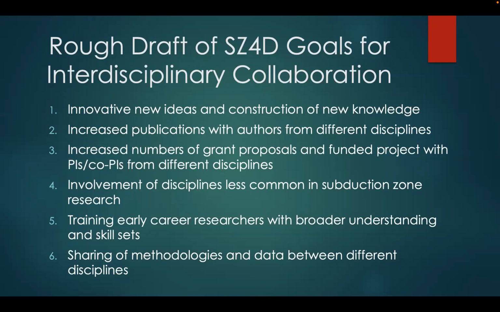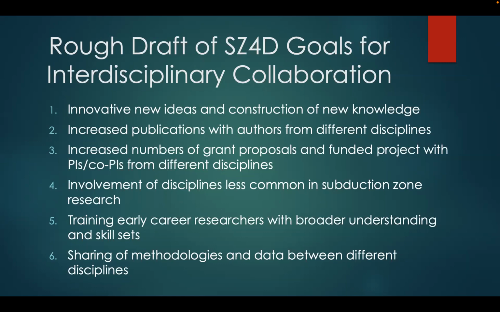BCG worked on this. In our chapter, you'll see a rough draft of what these goals might be. Things like innovative new ideas and construction of new knowledge. I think that's what many people hope for out of interdisciplinary collaboration. It could also turn to increased publications with authors from different disciplines, increased numbers of grant proposals and funded projects with PIs and co-PIs from different disciplines, and involvement of disciplines less common in subduction zone research. That's perhaps getting a little further away from what you might have envisioned.